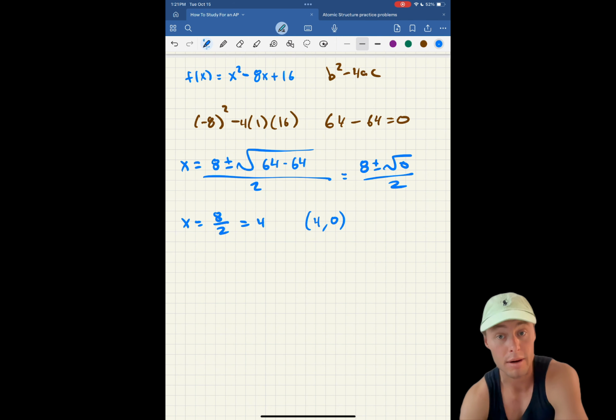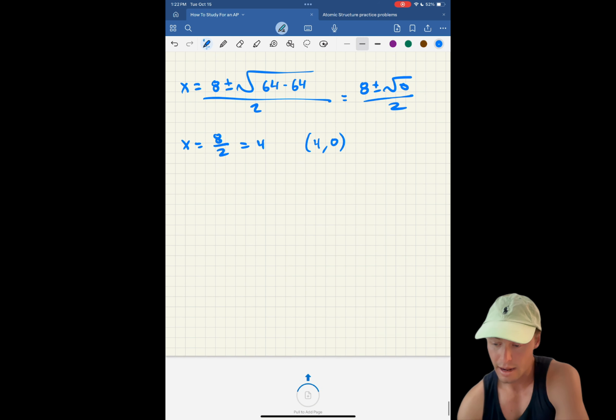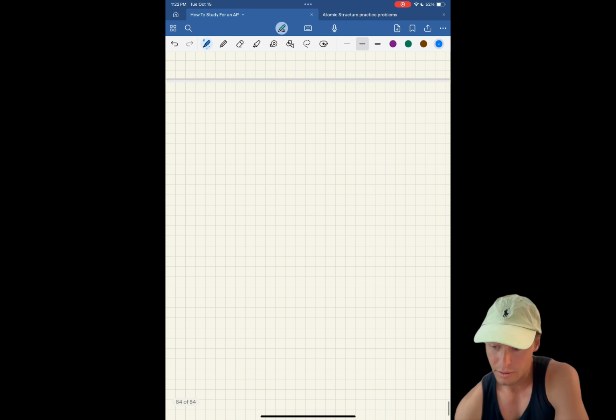That would be where our parabola touches the x-axis. This also happens to be the vertex of the parabola. Okay, that's what happens when you only have one real root. Great. All right, and then let's look at our real-world example now.